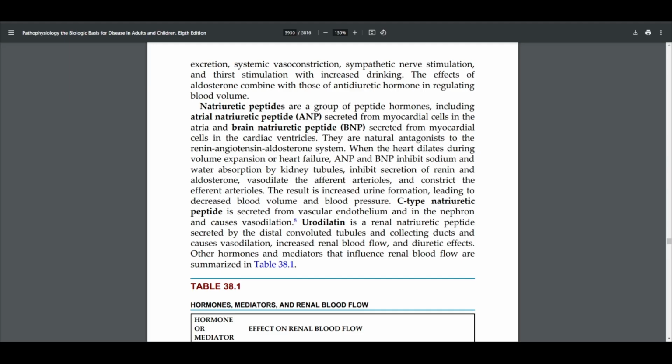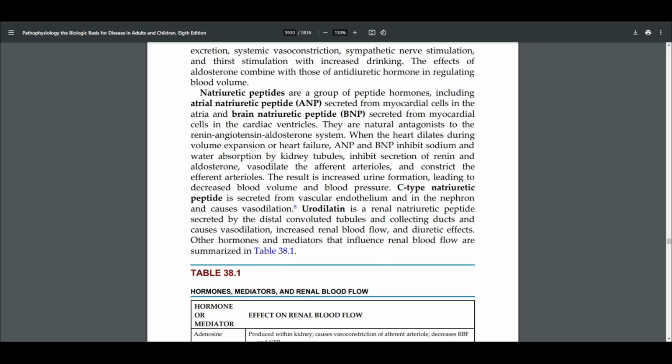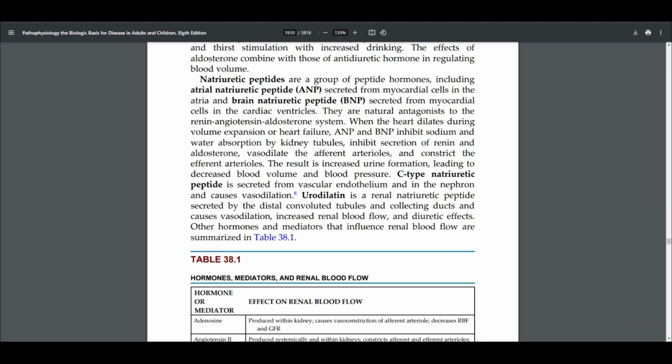Natriuretic peptides are a group of peptide hormones, including atrial natriuretic peptide, or ANP, secreted from myocardial cells in the atria, and the brain natriuretic peptide, that BNP, secreted from the myocardial cells in the cardiac ventricles. They are natural antagonists to the renin-angiotensin-aldosterone system.